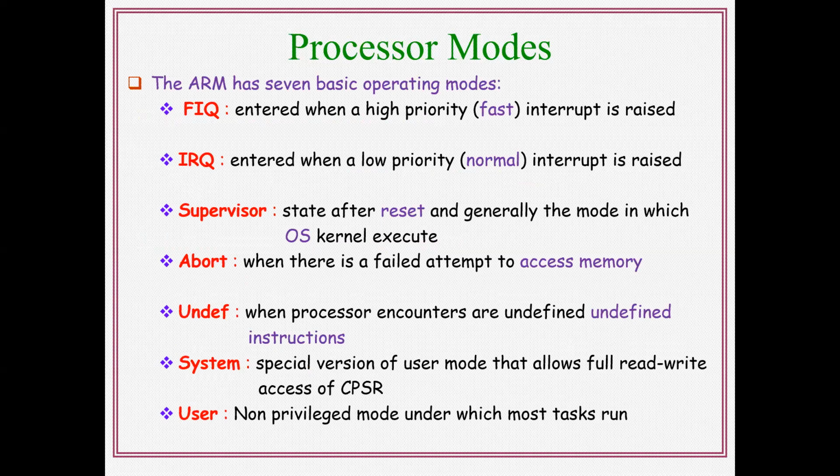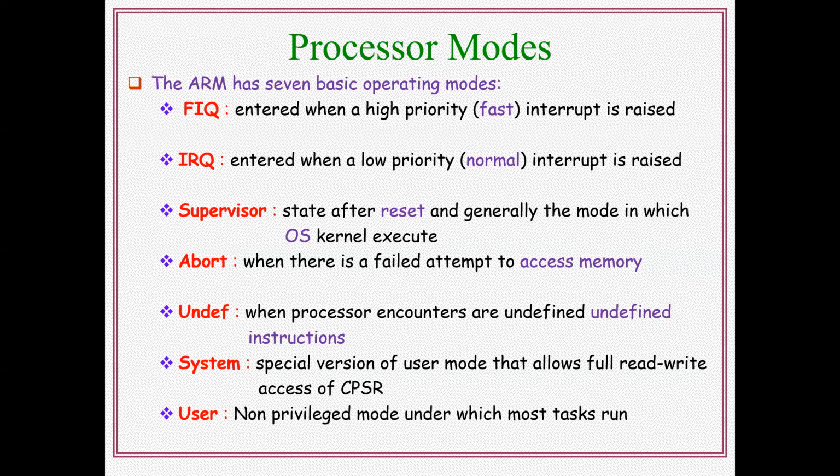In the processor modes, ARM has 7 basic operating modes. One is FIQ, second is IRQ, third is supervisor, fourth is abort, fifth is undefined, sixth is system mode, and seventh is user mode. First one is FIQ. Entered when a high priority interrupt is raised, called a fast interrupt request. Next one, IRQ. Entered when a low priority interrupt is raised, called a normal interrupt request.